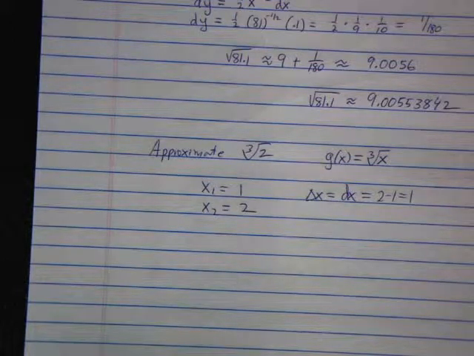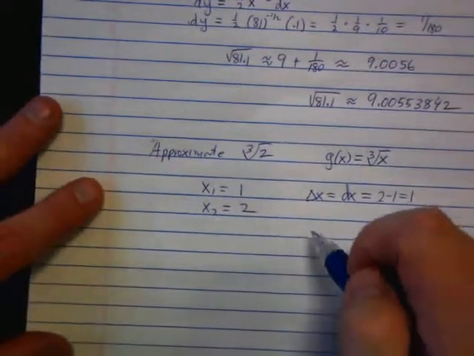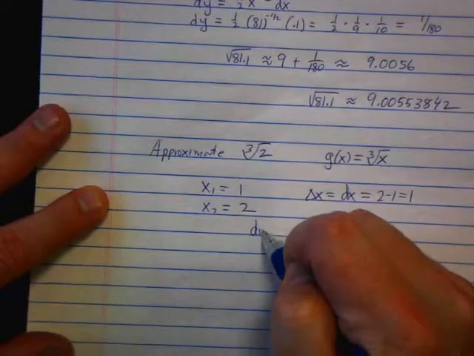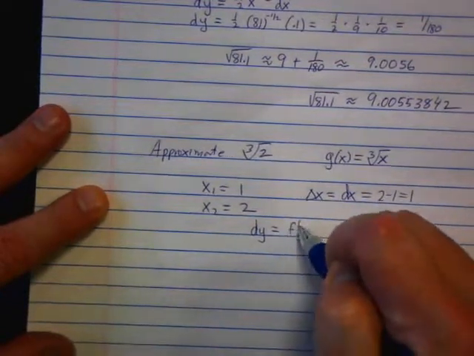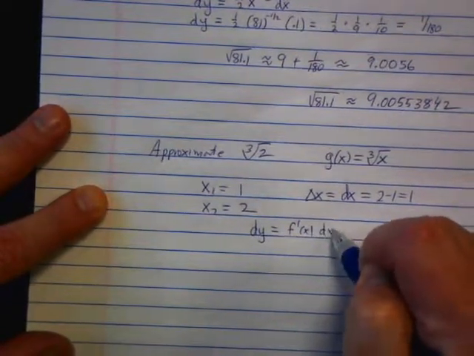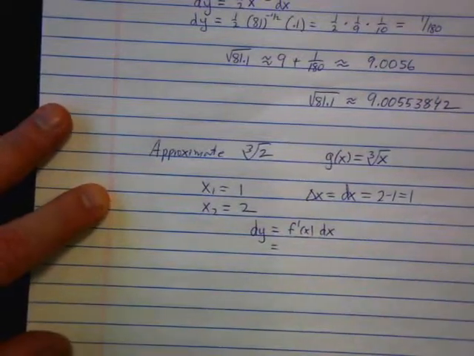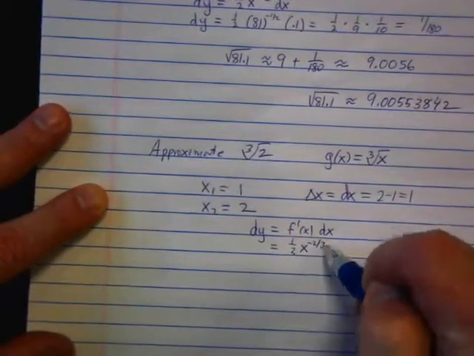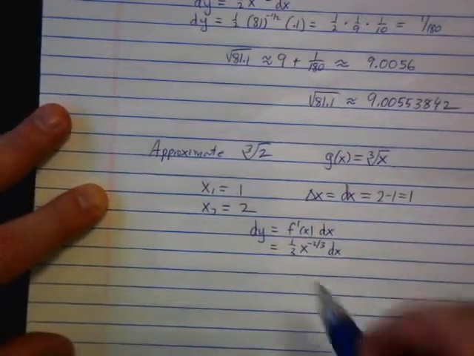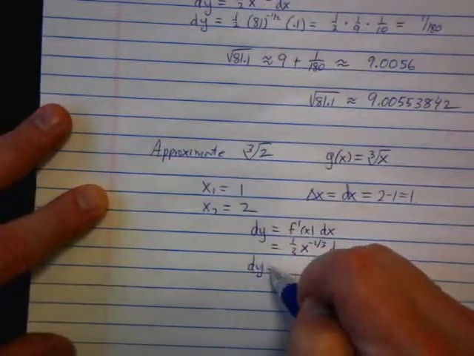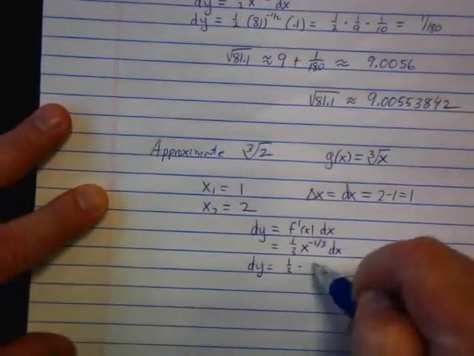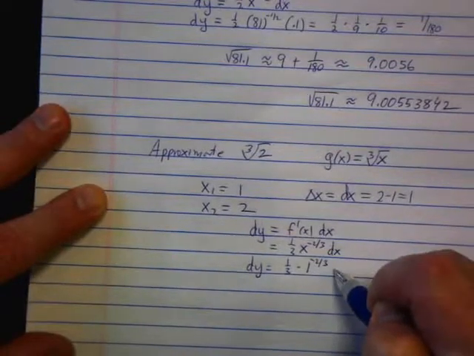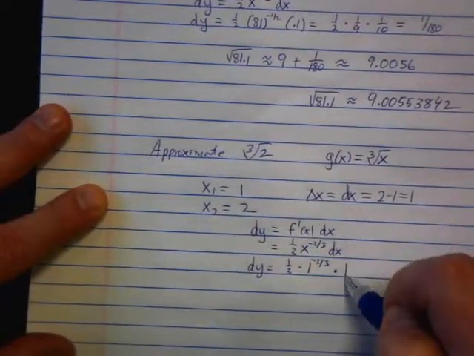Okay. Then I need to find dy. dy is equal to f prime of x dx. What's f prime of x this time? 1/3 x to the negative 2/3 times dx. So dy is 1/3 times 1 to the negative 2/3 times 1.